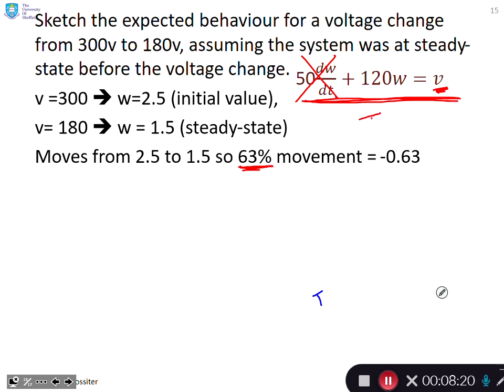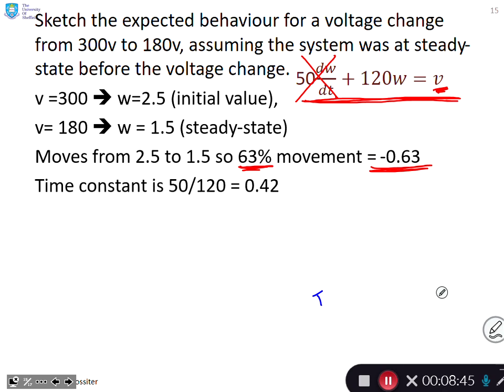Now we've got here the time constant is 50. That hasn't changed. Sorry, let me tell a lie. That was an error. We'll go back to that. We know it's going to do that in one time constant. So the 63% movement is going to be minus 0.63, because the total movement is 1. 63% of minus 1 is minus 0.63. Now, the time constant is 50 over 120, which is 0.42. So we get that movement in 0.42 seconds.